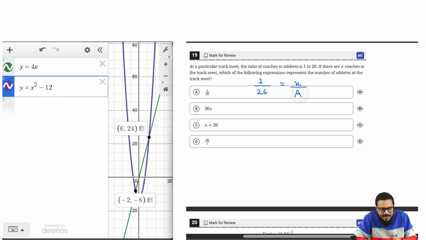Let's name that as A. So I'm looking to find out the value of A, not the value of X. If I cross multiply everything, multiplying by A on both sides and by 26 on both sides, A times 1 would be A, and A's value would come out as 26 times X. So I know the number of athletes would be 26x. I just have to quote the expression, not the equation. So my correct expression would be 26x, and that's mentioned in answer option B.